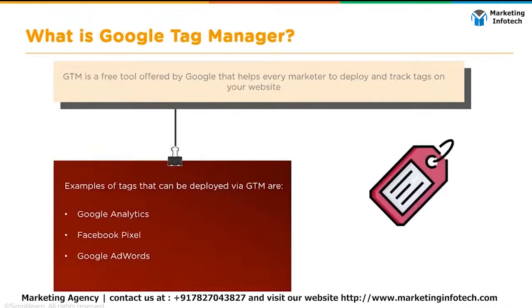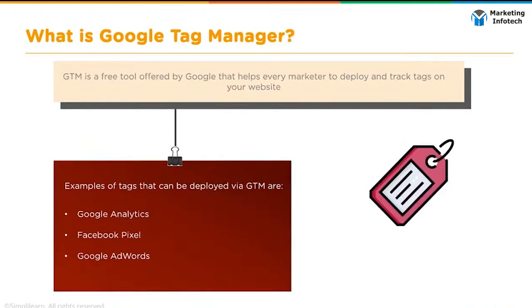So that's Tag Manager. Examples of tags that can be deployed via Google Tag Manager are numerous. These are just some examples like Google Analytics, Facebook's pixel tracking, or Google Ads. There's no limit to the number of tags you can track in Tag Manager. There is no limit. You can add any number of tracking tags in Tag Manager.